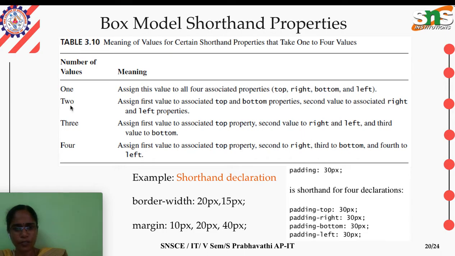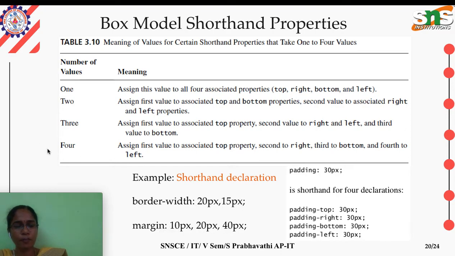Then two values. Two values means the top and bottom properties take the first one, and left and right take the second, 15 pixels. That's the meaning. The first is the top and bottom, 20 pixels of border width, and the left and right border width is 15 pixels. What happens when giving 3 values? The first value is assigned to the top property: top is 10 pixels, right and left are 20 pixels, and bottom is 40 pixels. That's the meaning of the shortcut representation for 3 values.